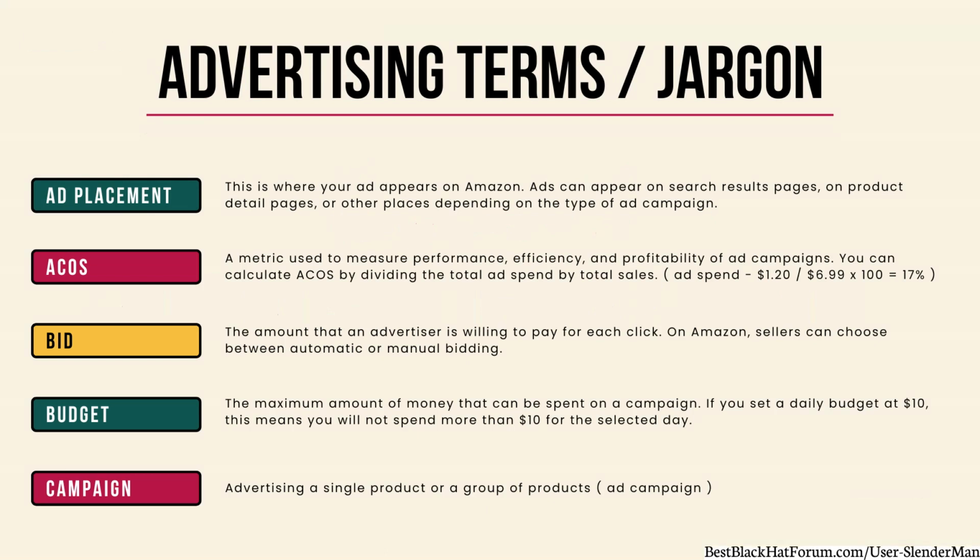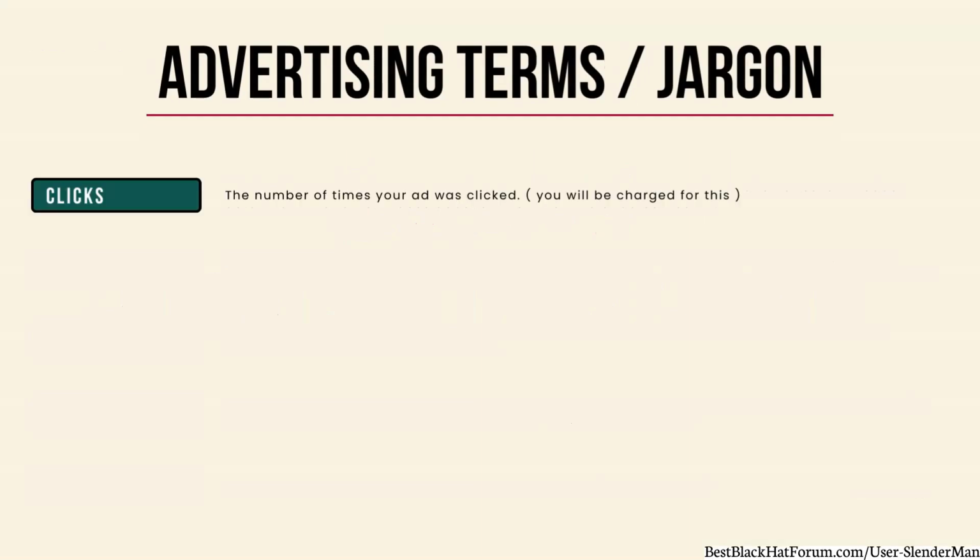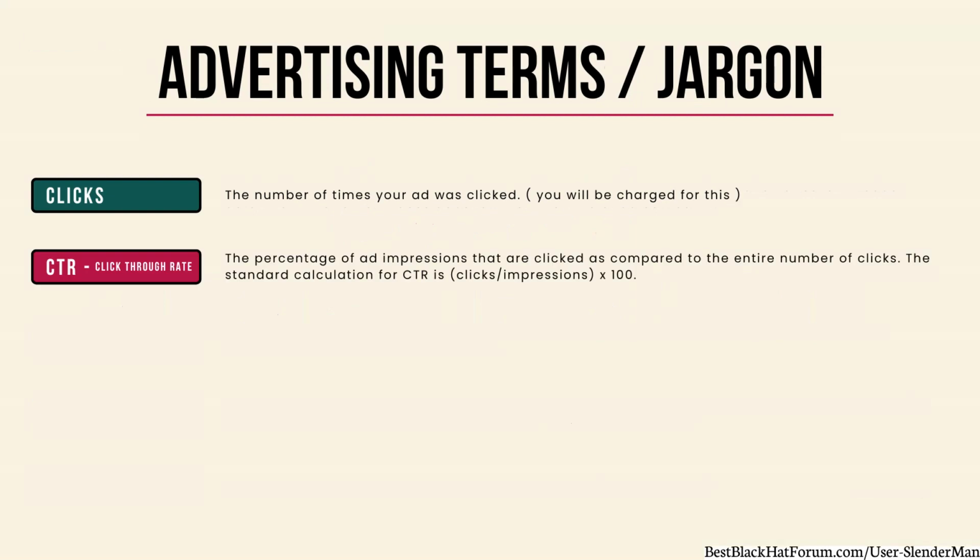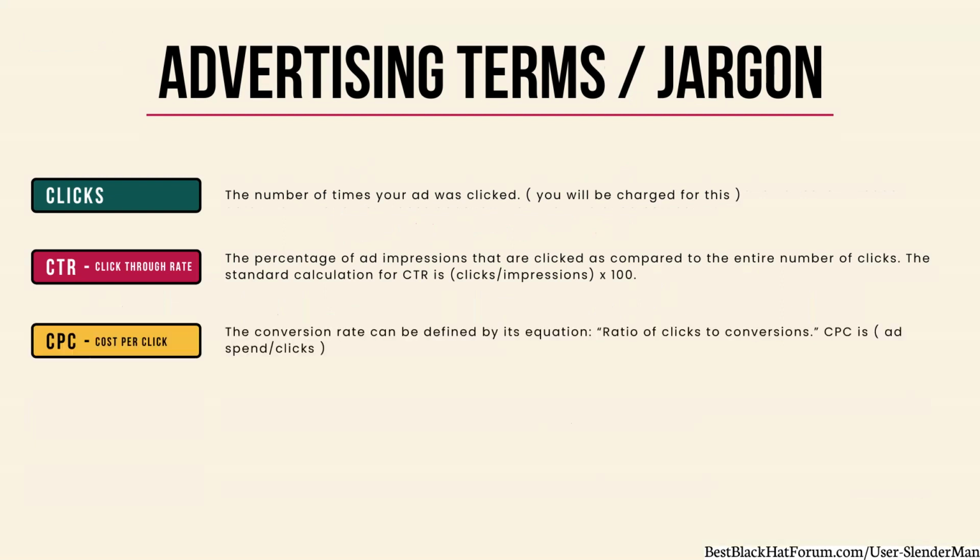Campaign is when you are advertising a single product or a group of products. Next, we have clicks, and that is the number of times that your ad was clicked or pressed if you're on mobile, and you will be charged for clicks. CTR is the click-through rate, and that is the percentage of ad impressions that are clicked compared to the entire number of clicks. CPC stands for cost per click.